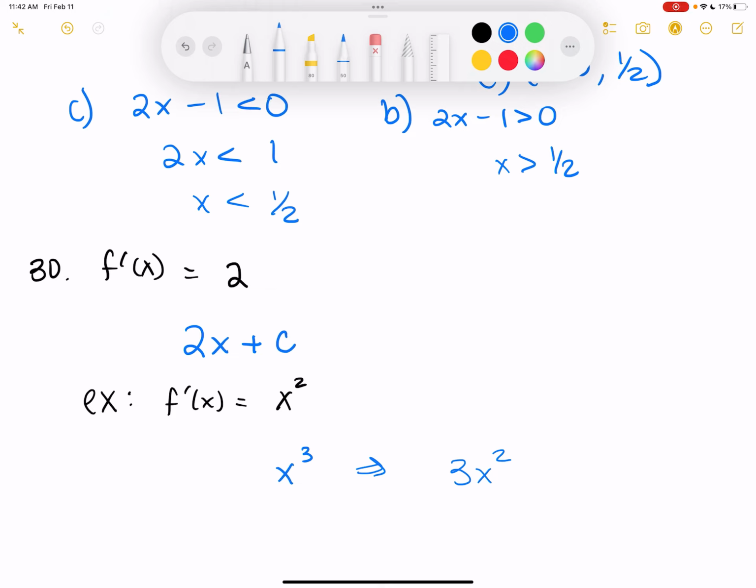The 3 is clearly not there. So what is some way that I would have canceled the 3? If it was divided by 3. So if the original was 1/3 x cubed, then we would have had 3 over 3 x squared when we took the derivative, which would have gone away and would have just left us with x squared.